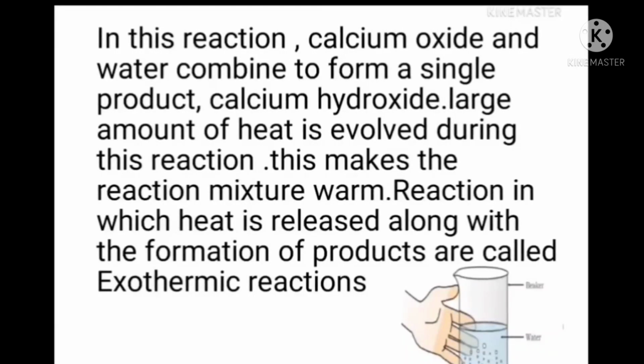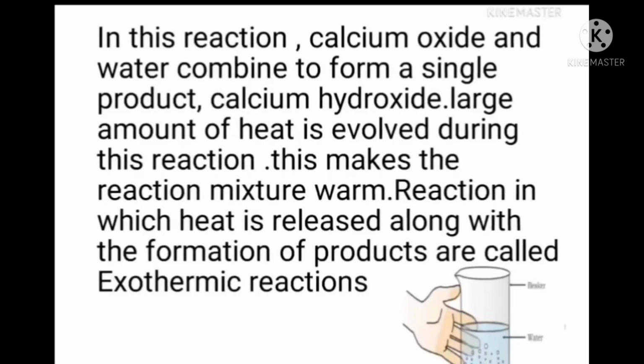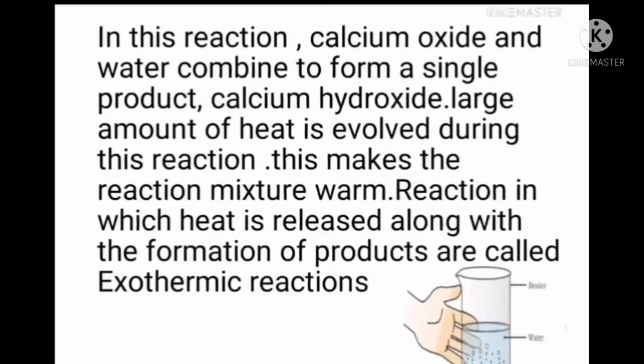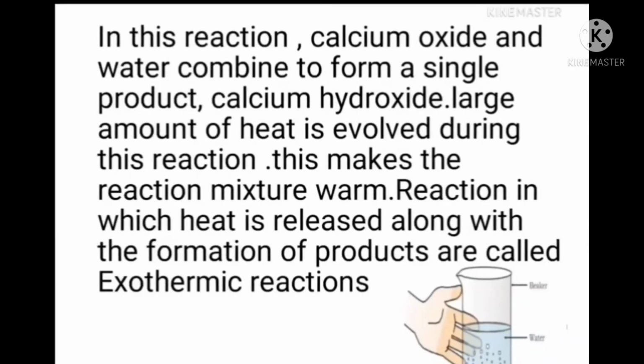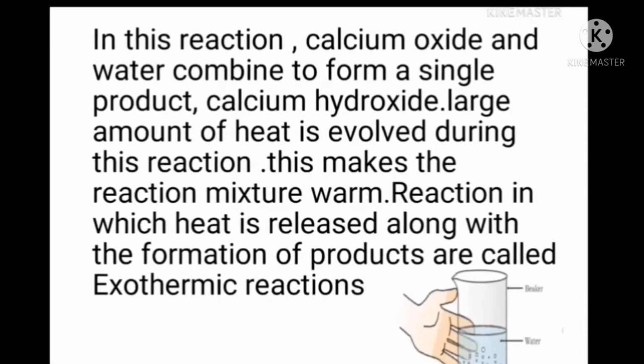That is calcium hydroxide. And a large amount of heat is evolved during this reaction. This makes the reaction mixture warm. Reactions in which heat is released along with the formation of products are called exothermic reactions. Liberation of heat is called exothermic reaction. Do you know one thing?